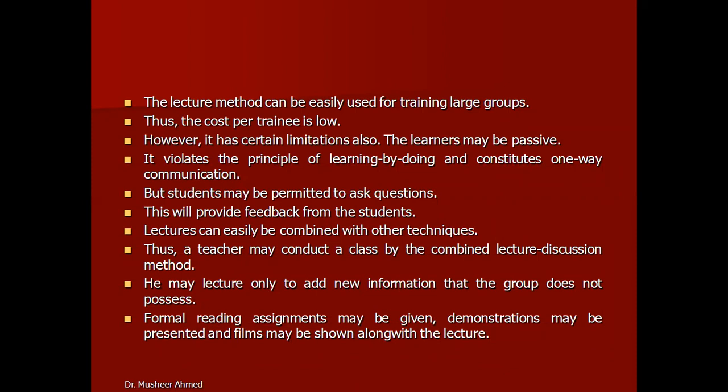The first limitation is that the learner may be passive, not an active learner, right? It violates the principle of learning by doing and constitutes one way communication, because only the instructor is communicating, and he might or might not be taking feedback from the trainees, because a large number of trainees are there in classroom teaching. So it is very difficult to have one-to-one contact with each and every trainee in that classroom. So communication remains most of the time one-way communication, right?